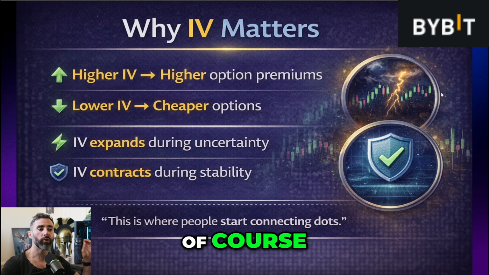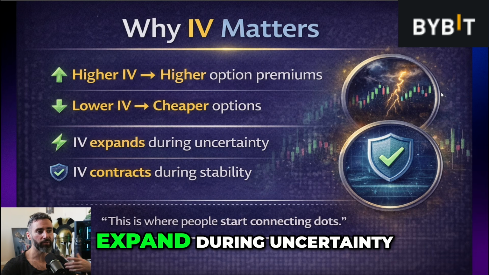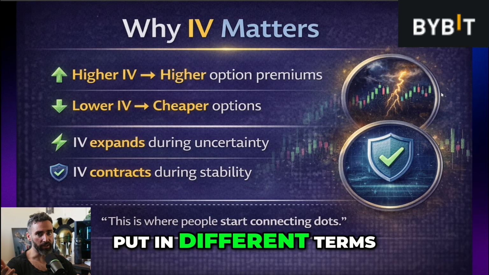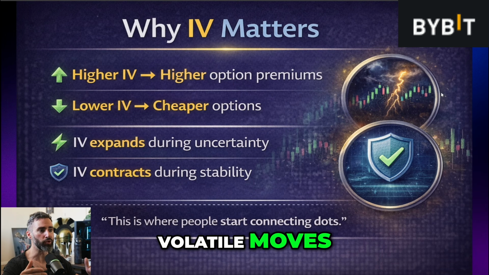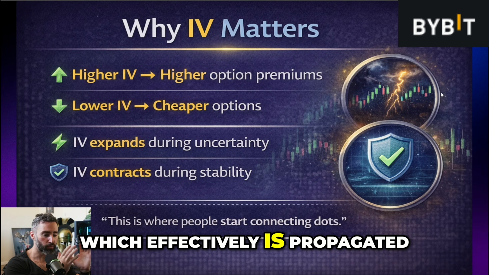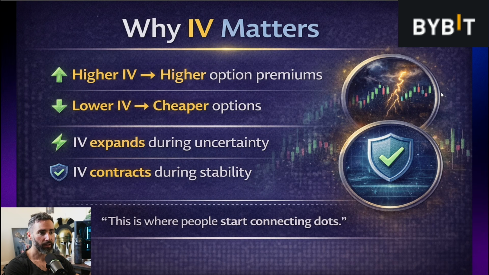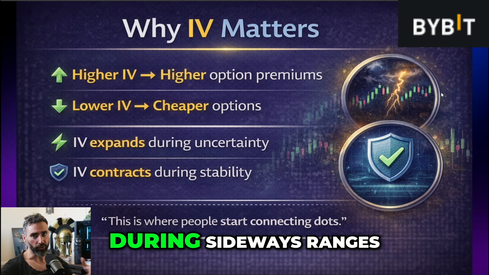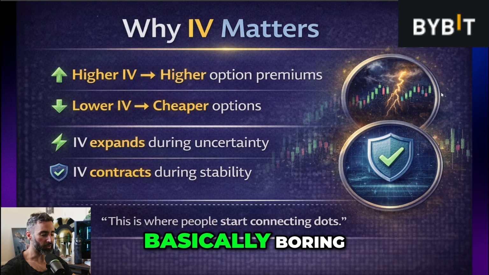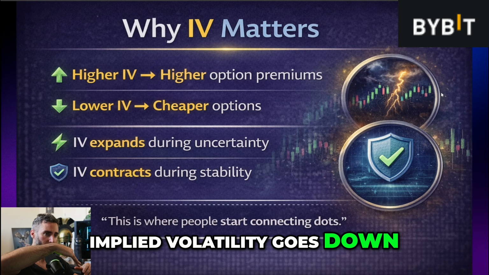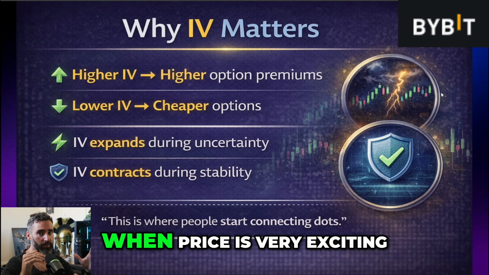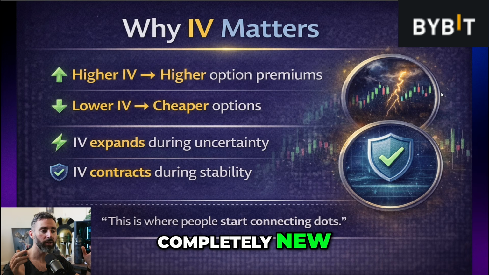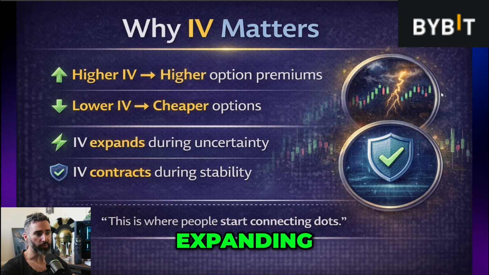Now, of course, implied volatility will naturally expand during uncertainty. And this can be put in different terms as well, like breakouts, volatile moves, which effectively is propagated by uncertainty. And on the other side, implied volatility will contract during stability, during sideways ranges, during boring times. Basically, when it's boring, implied volatility goes down, and pricing of options goes down. When price is very exciting, when it's volatile, when it's breaking out, when it's breaking down, when it's doing something completely new, that is when your implied volatility is generally expanding.